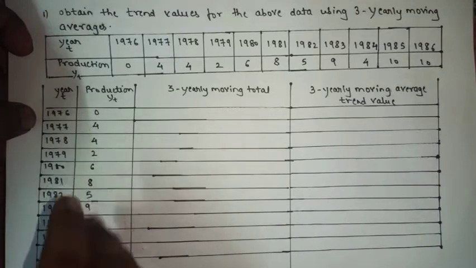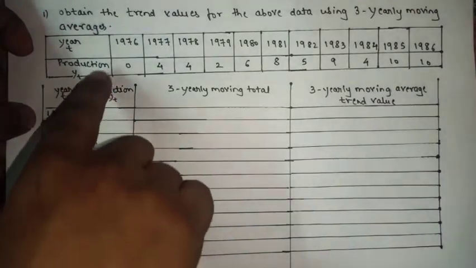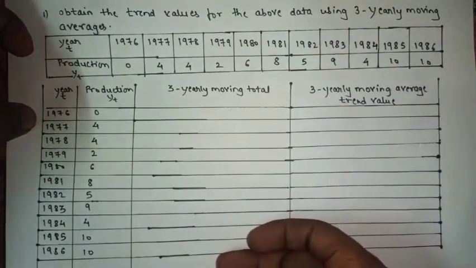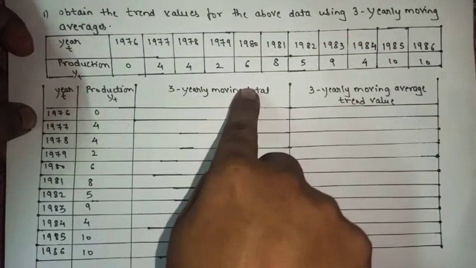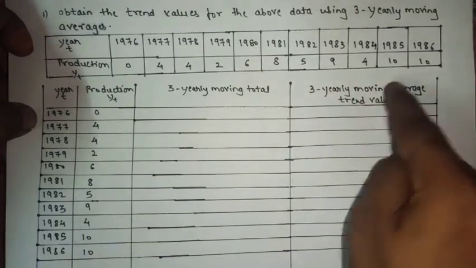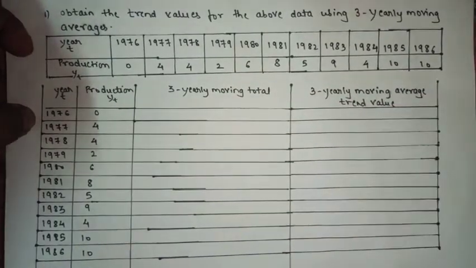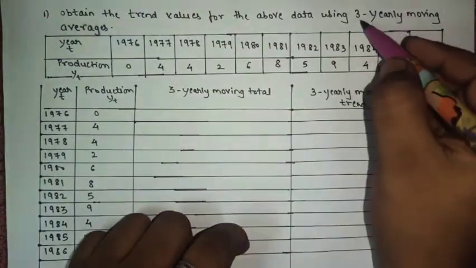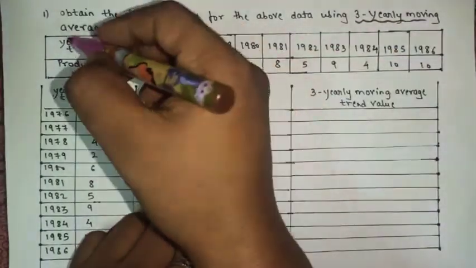Now remember these columns. In the first column you will write year, in the second column you will write production, in the third column you will write 3 yearly moving total, and in the last column you will write 3 yearly moving average trend value. So now we have to find the trend value for 3 yearly moving average.